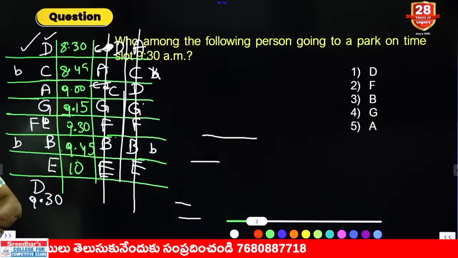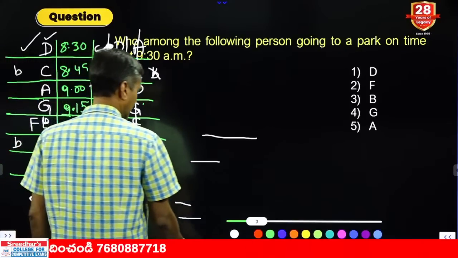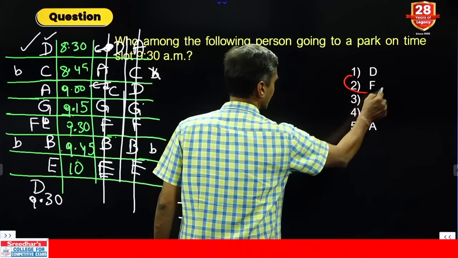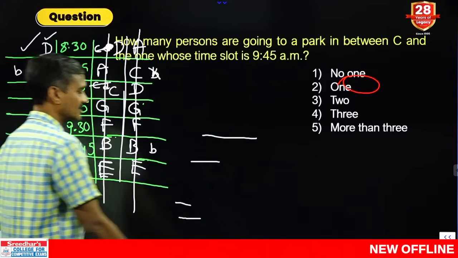F is the answer. Right. Now at 9:30, who is the person attending? That is F. F is given in which choice? F is given in choice 2. Now question number 1, choice 2 is the answer. Good. Then coming to question number 2.